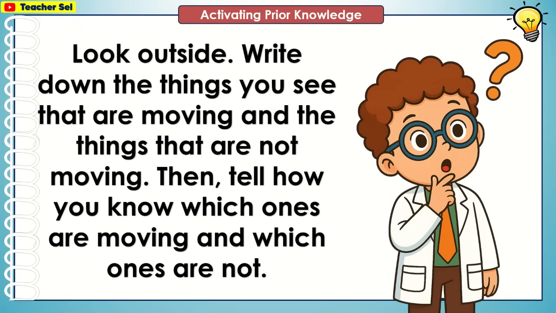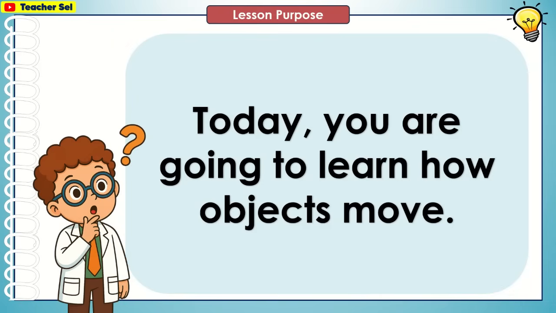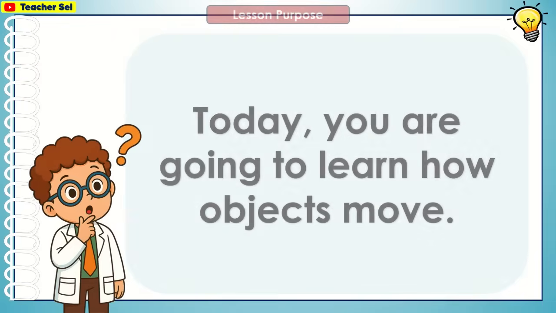Look outside. Write down the things you see that are moving and the things that are not moving. Then, tell how you know which ones are moving and which ones are not. Today, you are going to learn how objects move.